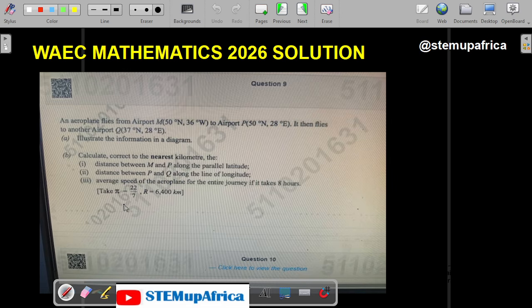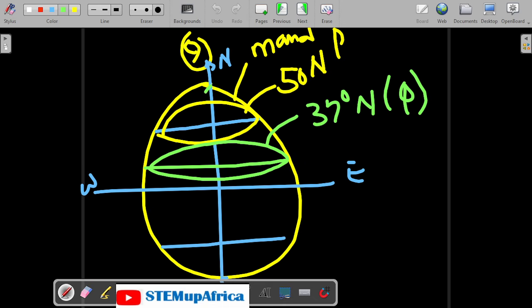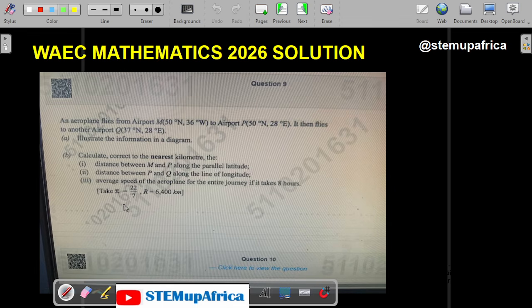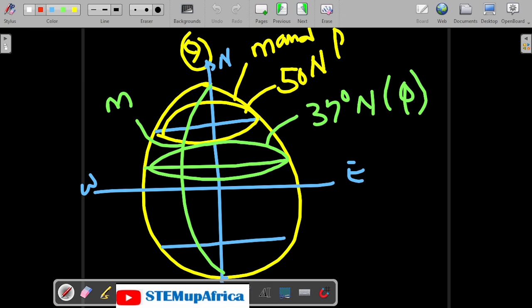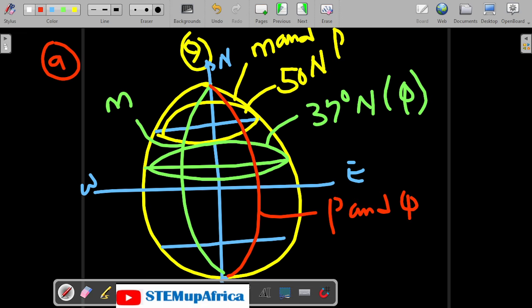Then we have the longitude of M as 36 degrees west. So let's say this is now the western part. This is for M. Then P and Q have the same longitude, which is 28. So we have longitude 28 from here. This is for P and Q. So this is the diagram for the question.